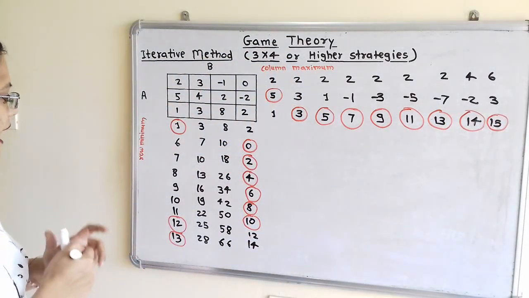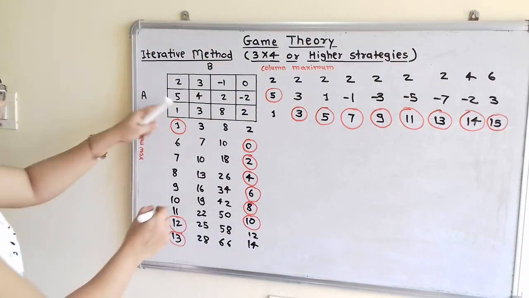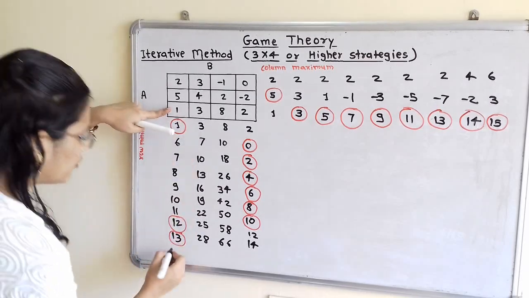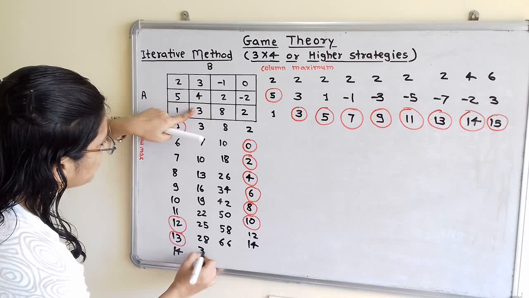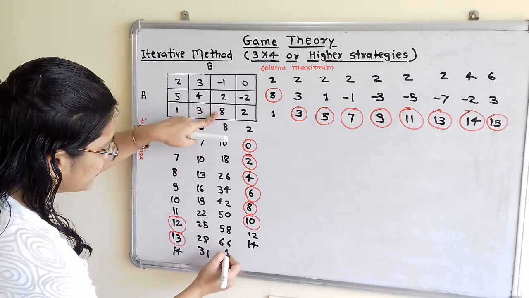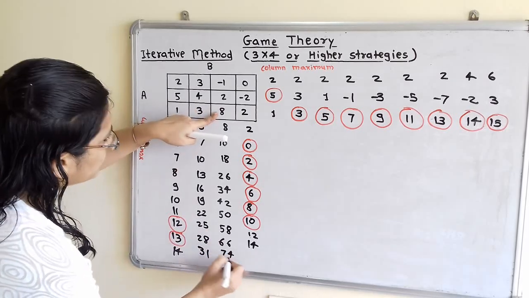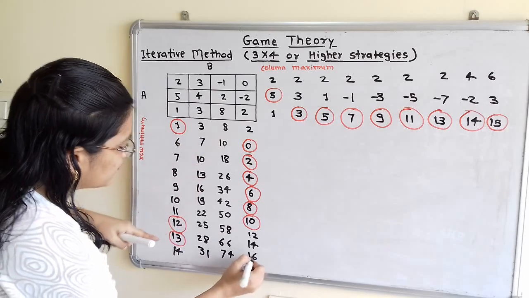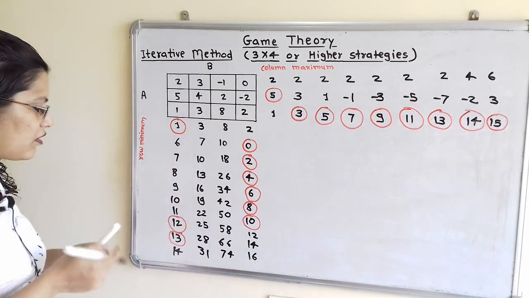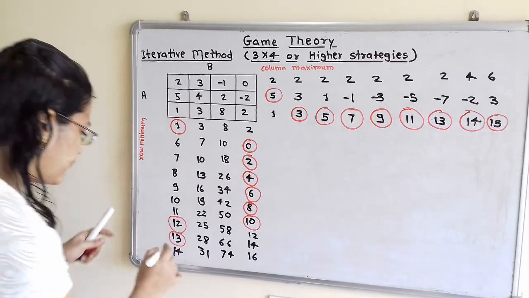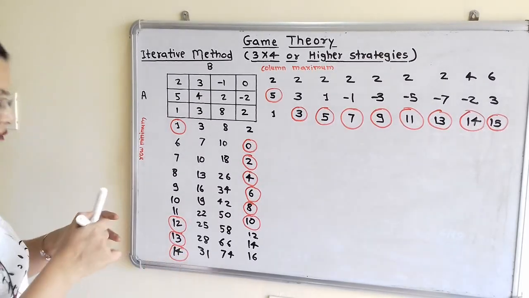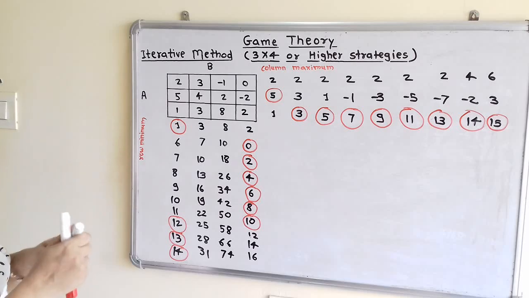So again we will add, that is 13 plus 1, 14. 28 plus 3, 31. 66 plus 8, 74. 14 plus 2, 16. Now we will select the minimum. Minimum number is 14. Again we have to add the first column.